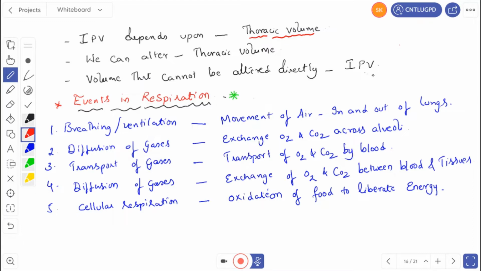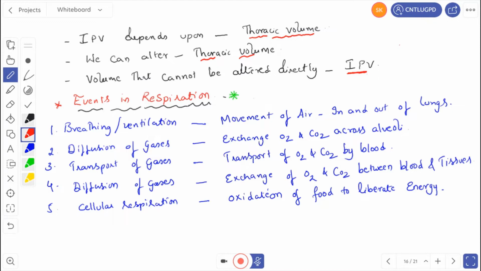So we can alter the thoracic volume. We can change the thoracic volume by expansion and contraction of the muscles. But the volume which cannot be altered directly is the intrapulmonary volume. We cannot directly change the intrapulmonary volume. We can change only the thoracic volume. If the thoracic volume changes, intrapulmonary volume also changes.